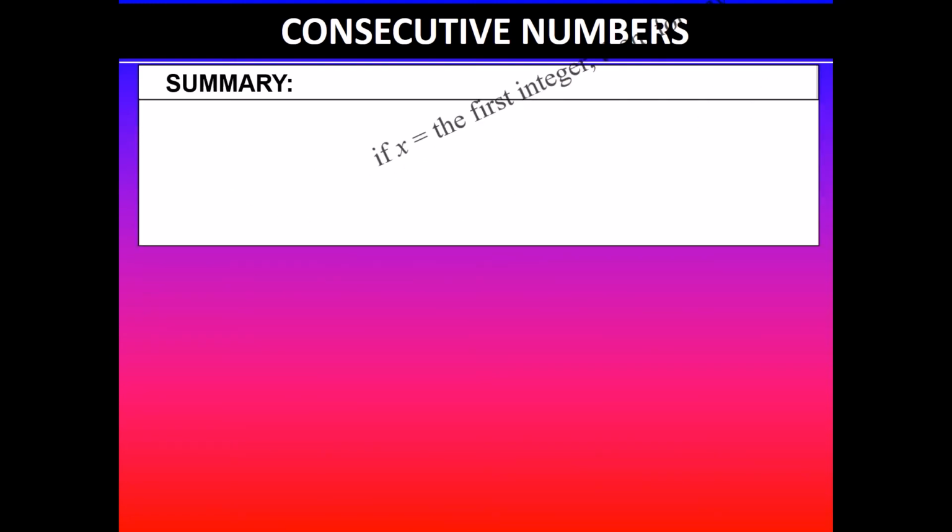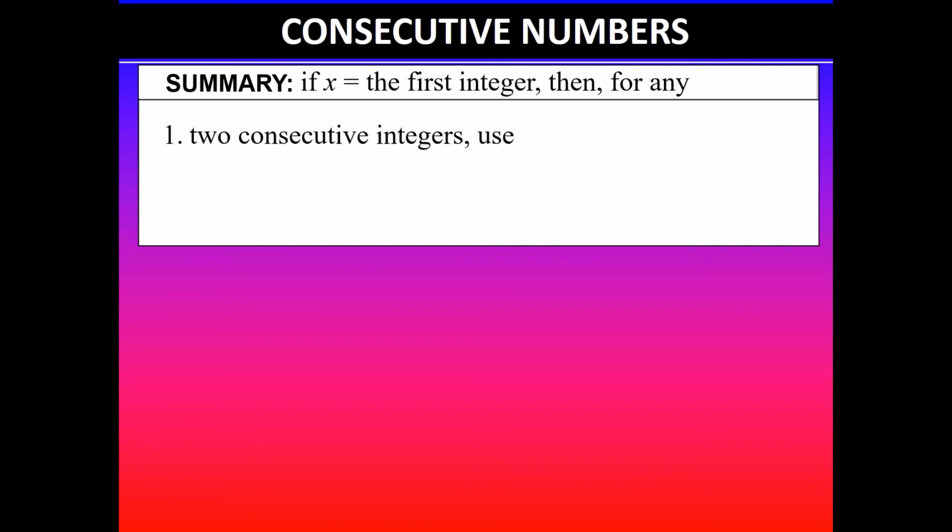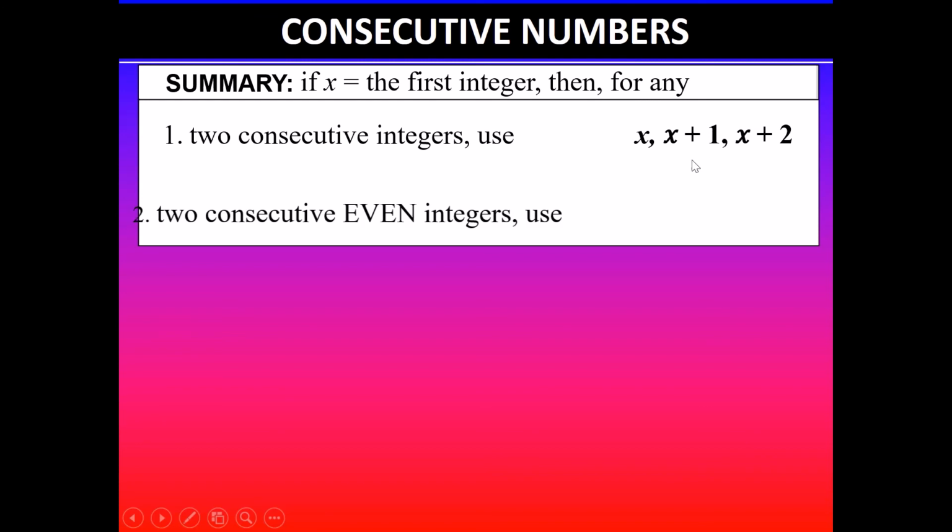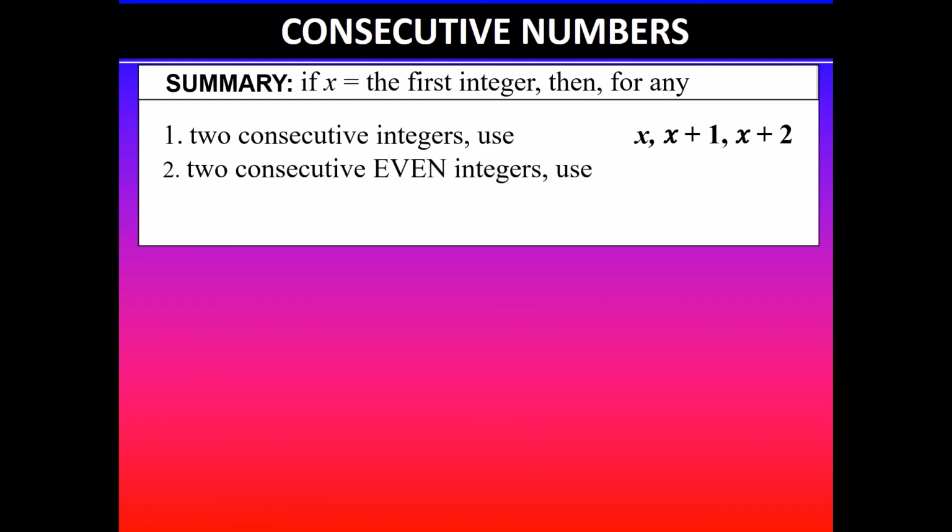So in summary, if x is the first integer, then for any two consecutive integers, we can use x as the first integer, then x plus 1 will be the next one, and x plus 2 will be the third integer, and so forth, because the common difference between consecutive integers is positive 1. And for two consecutive even integers, we can use x as the first integer, then x plus 2 is the second one, followed by x plus 4, and so forth, because the common difference is 2.